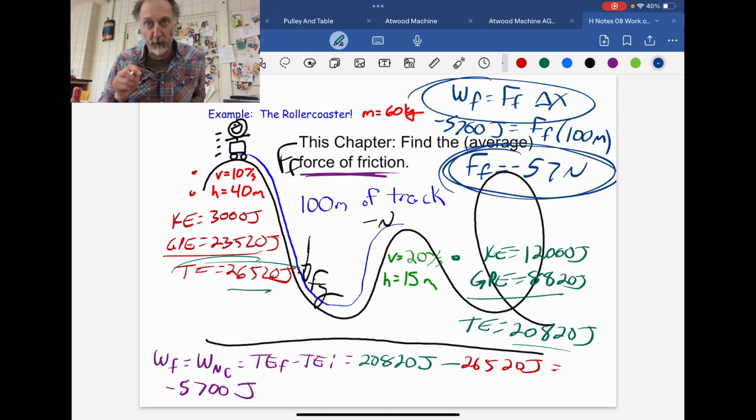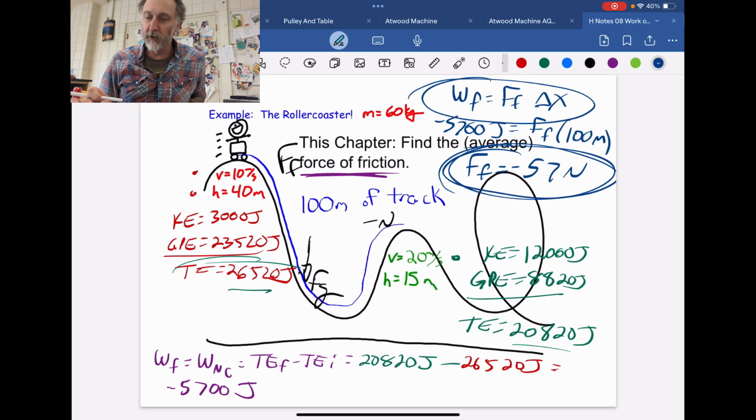When we deal with springs, we have to work around another way of doing it because spring forces are not constant. Okay, so that's kind of the gist of this, right? What we're going to do is use our change in total energy to find the work of non-conservative forces, and then we do work equals force times distance to find a missing force or sometimes a missing distance, all right?